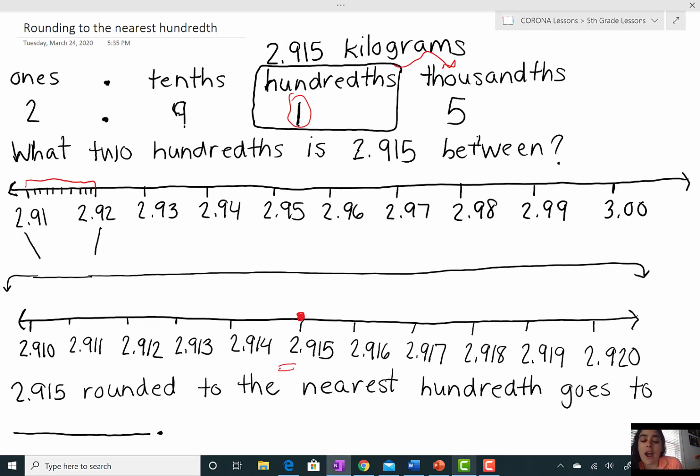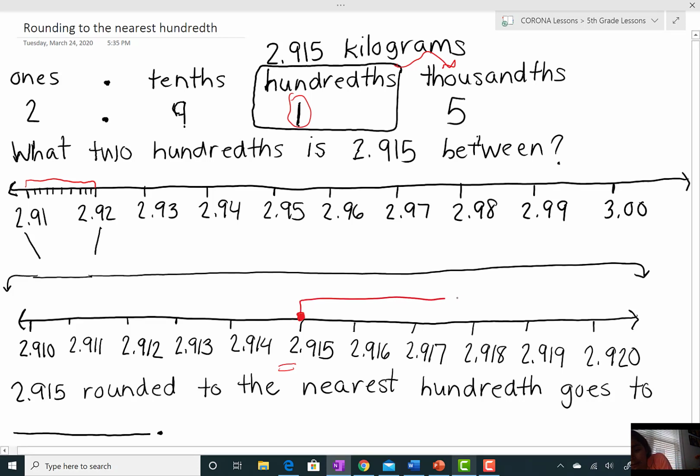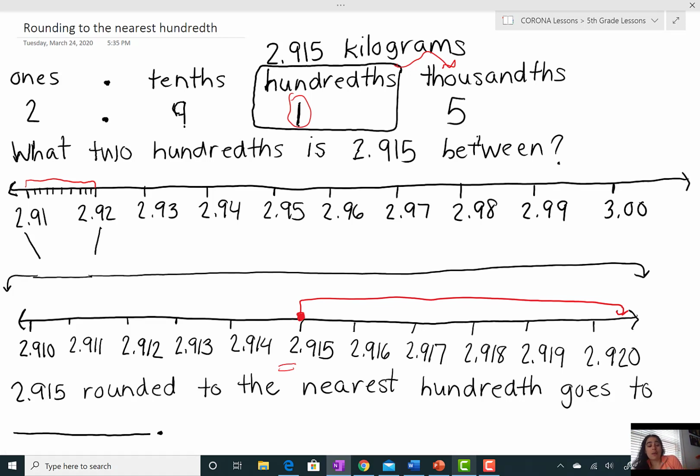If it's 5 or higher, it goes up. If it's 4 or lower, it goes down, which is true. So in this case, this number is going to round up to 2 92/100ths. So when I'm talking about rounding to the nearest hundredths place, the number next door is forcing me to move up because it is a 5.